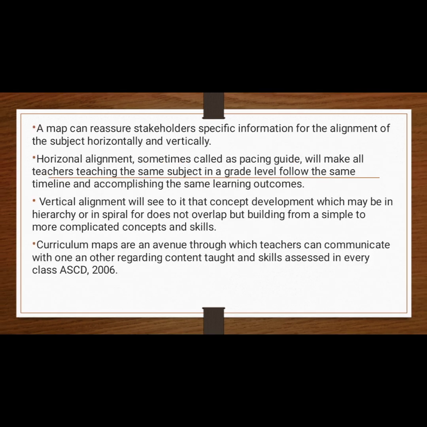A curriculum map provides stakeholder-specific information for the alignment of the horizontal and vertical. Horizontal alignment, sometimes called a fishing guide, will make all teachers teaching the same subject in a grade level follow the same timeline and accomplish the same learning outcomes. Vertical alignment will see to it that concept development, which may be in a hierarchy or in spiral form, does not overlap, but builds from simple to more complicated concepts and skills.